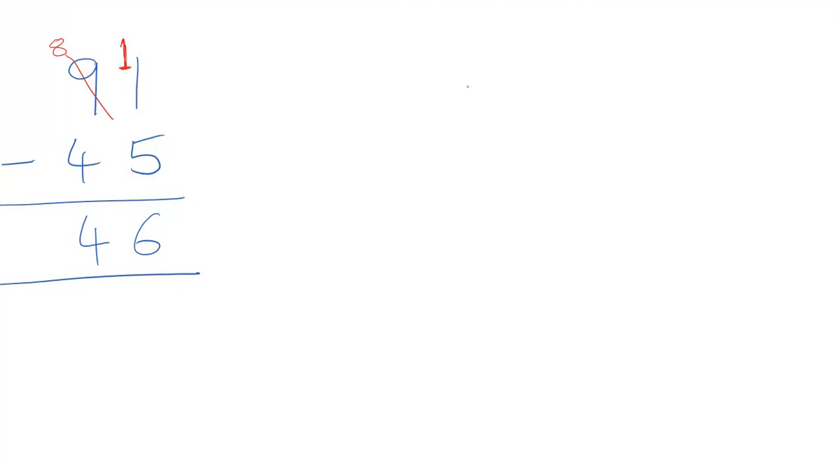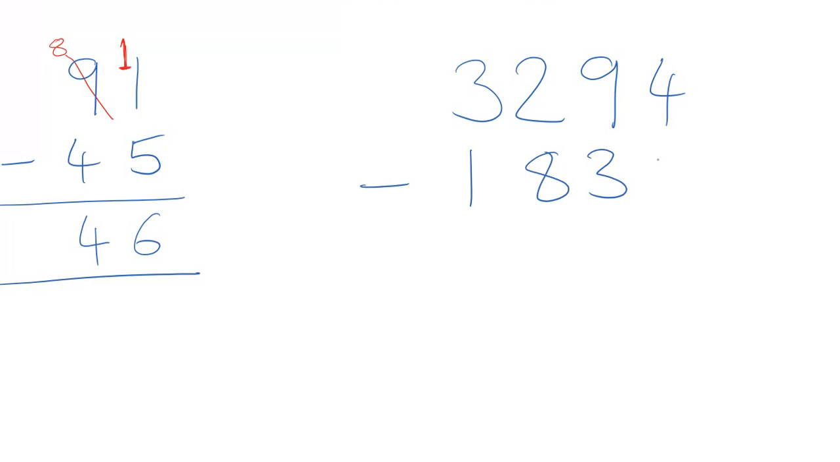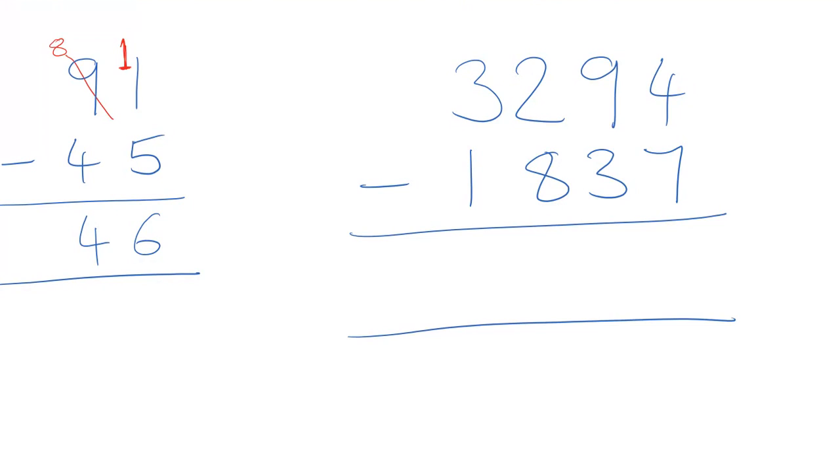So let's try 3294 minus 1837. There we go. Okay, so we're going to write it just like last time with the units, tens, hundreds, and thousands lined up. And now we're going to start from the right-hand side, and let's see if you can follow it. So 4 take away 7 we can't do.